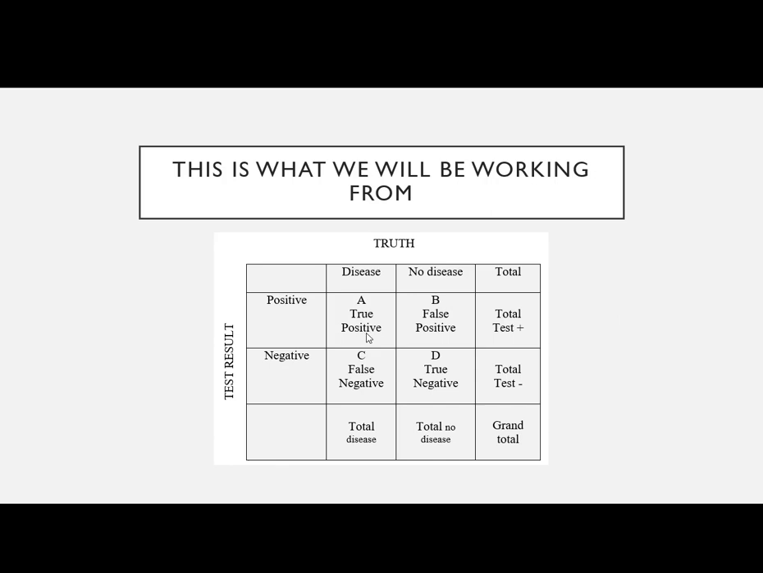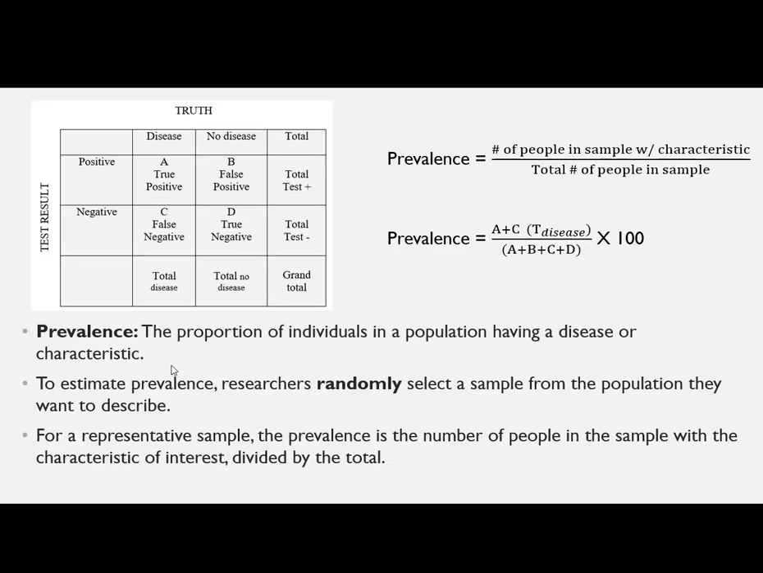Okay, so we have true positives. So these are people who have the disease and the test said they had the disease. We have false positives. They don't have the disease in reality, but the test said that they did. We have false negatives, those with the disease but weren't caught by the test. And then we have true negatives, which are folks who are not diseased and were also tested negative. And then we have total for the test positive, total for the test negative, total disease, total no disease, and the grand total.